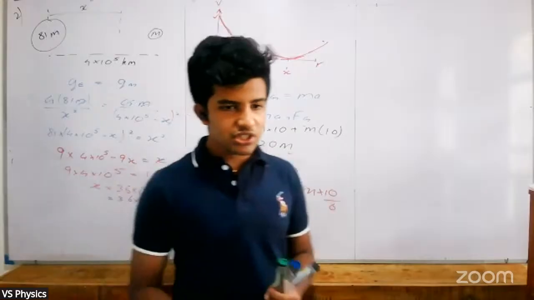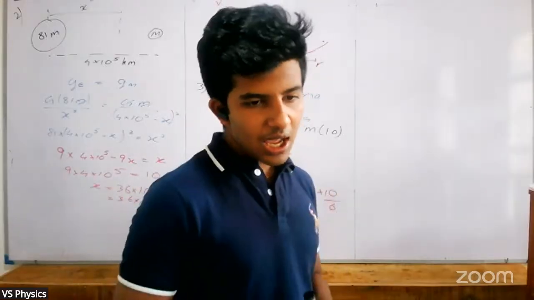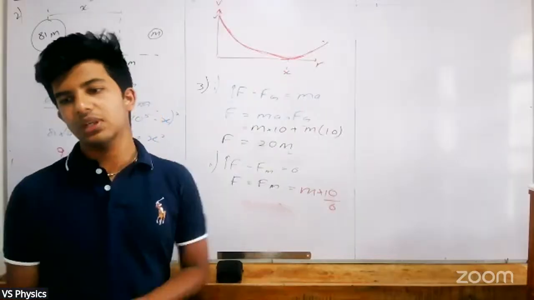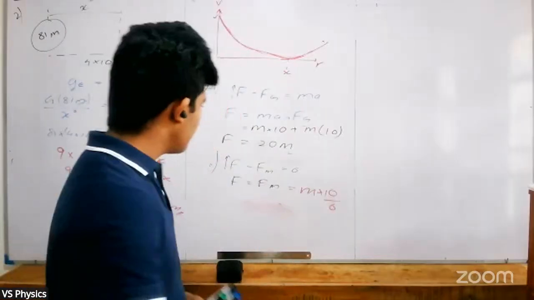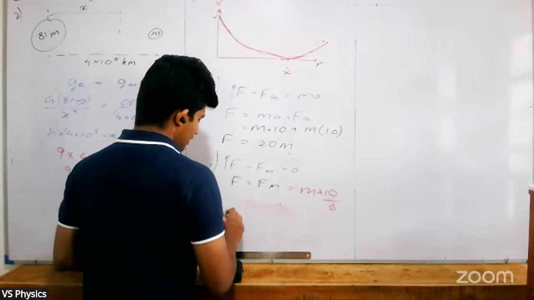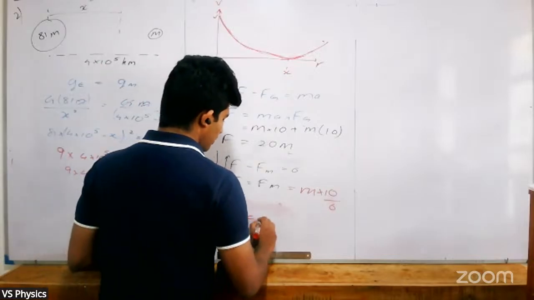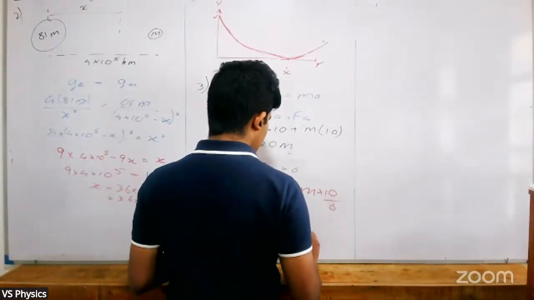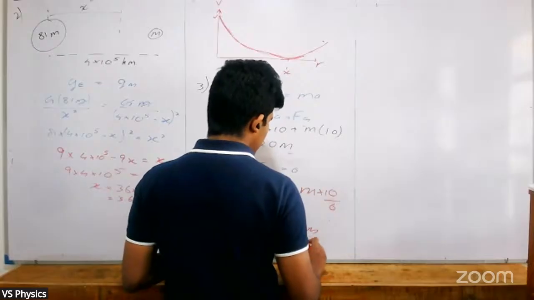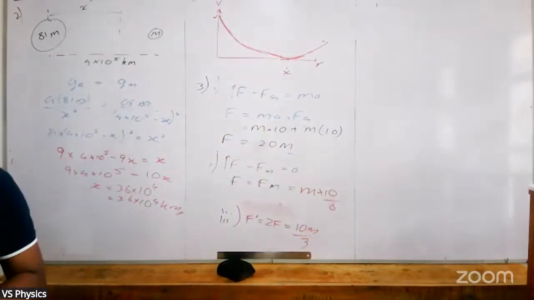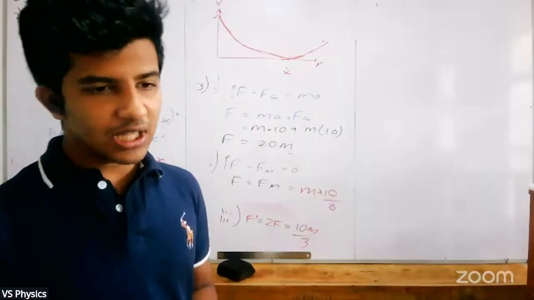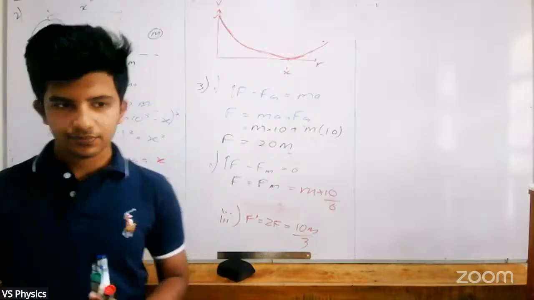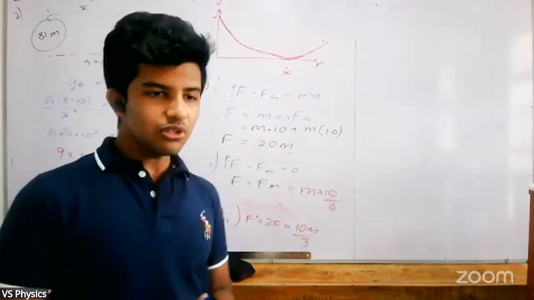If you want to launch from the surface of the Moon at an acceleration equal to the gravitational acceleration of the Moon, we need 2F. Here we need a force of 2F. That means 10m divided by 3. We need this force to launch from the surface of the Moon. So that is our third question. Now let's do the fourth one.